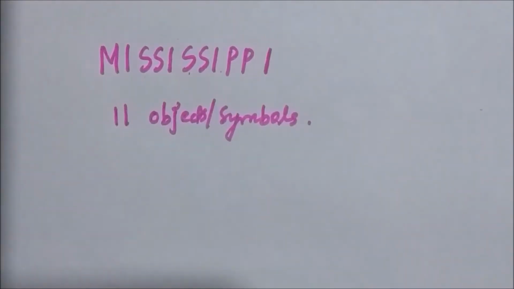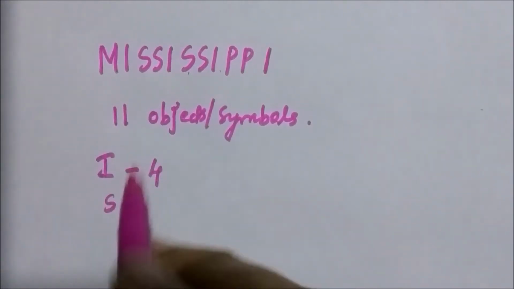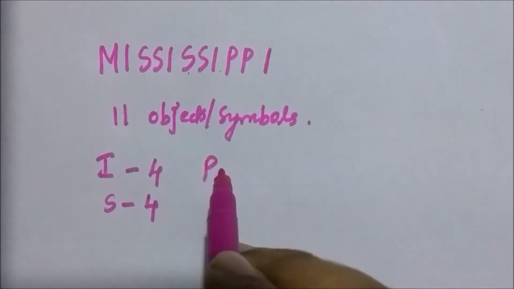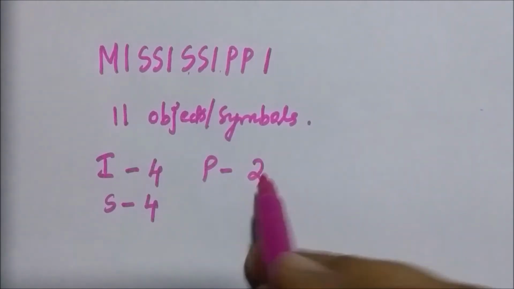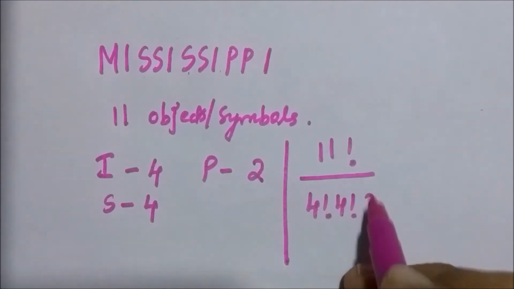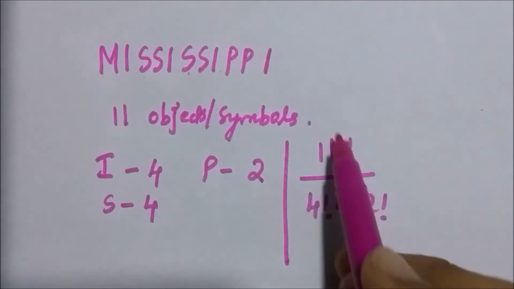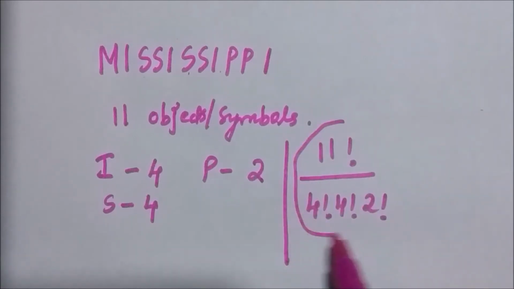Now I is repeating 4 times, S is repeating 4 times, P is repeating 2 times, and hence the number of ways of arranging the letters in the word Mississippi is going to be 11 factorial by 4 factorial into 4 factorial into 2 factorial. Throughout the video, we will be discussing how we arrived at this formula.